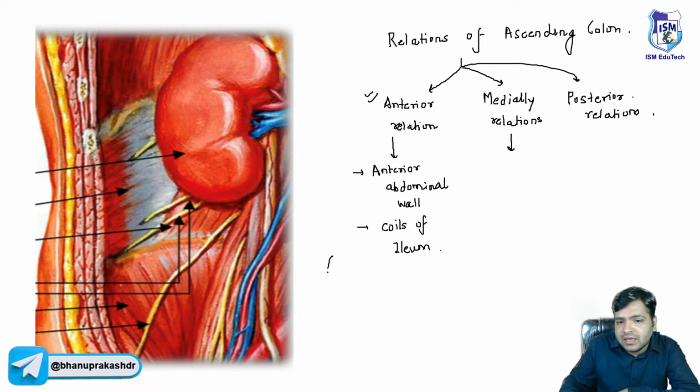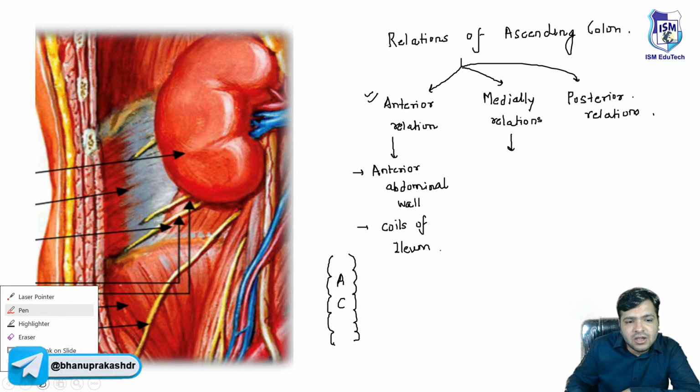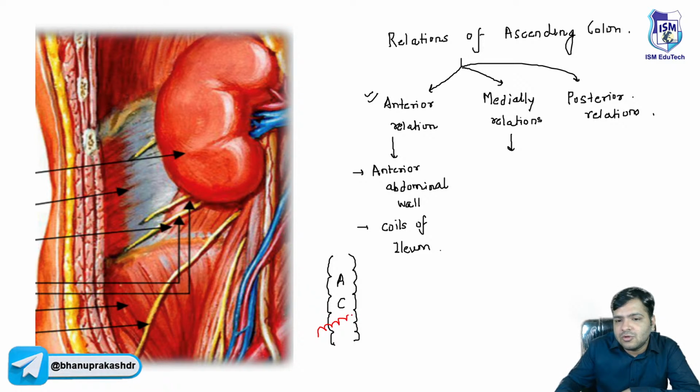Look, for example, this is our ascending colon. I am writing AC, ascending colon. So in front of the ascending colon you will see coils of jejunum, and medially also you will see the coils of ileum. Sorry, the coils of ileum. So this will be the medial side of the ascending colon, right? So obviously medially you will find the coils of ileum, and anteriorly also.